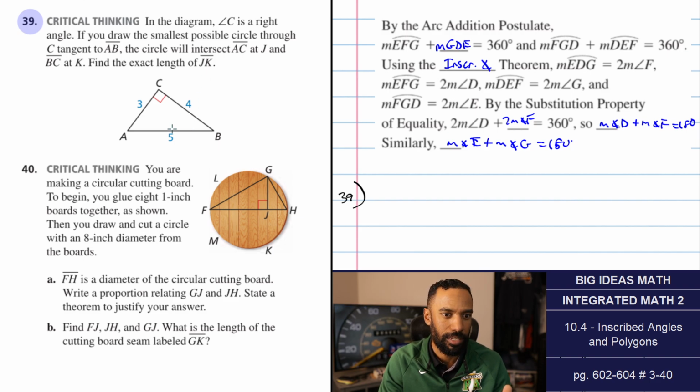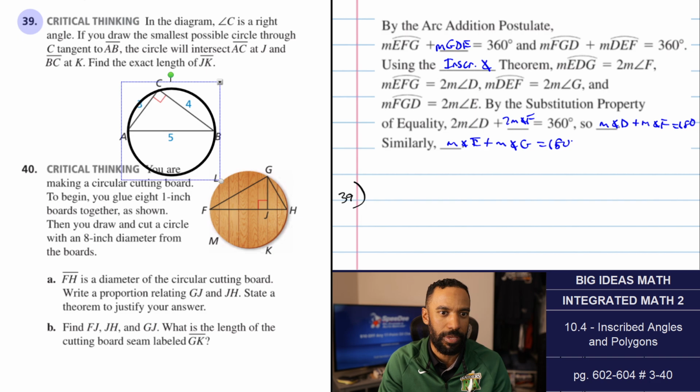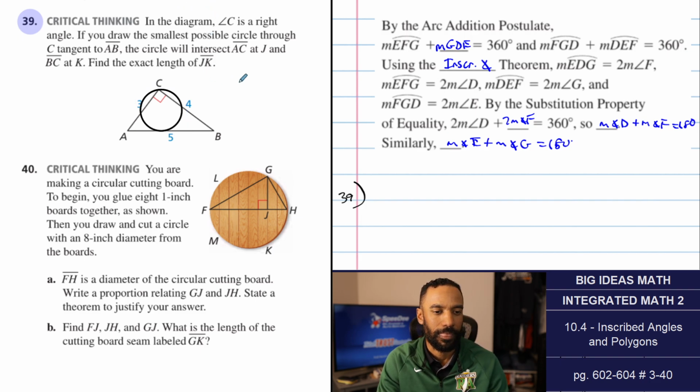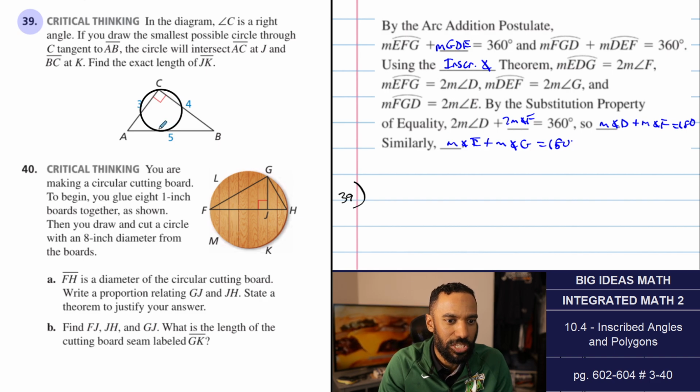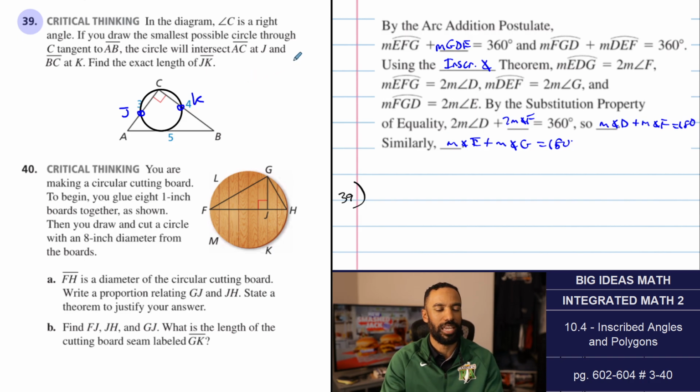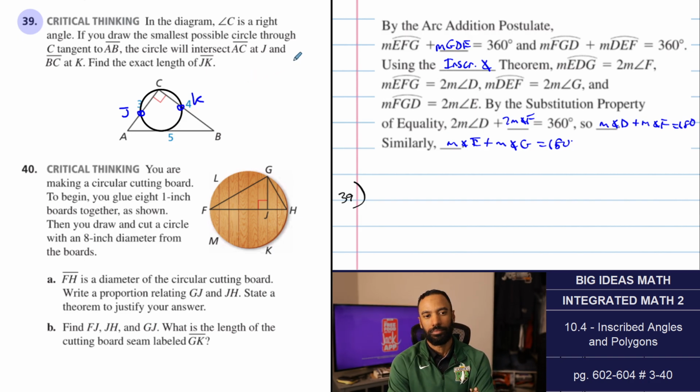I guess they mean in such a way that it's hitting, I think they just mean this kind of thing here, something we've been doing a lot of. They say tangent to AB, it means it only hits AB once? Oh, tangent. They're talking about like this, I think. Like that. The circle will intersect AC at J and BC at K. Find the exact length of JK. Is that what they meant?